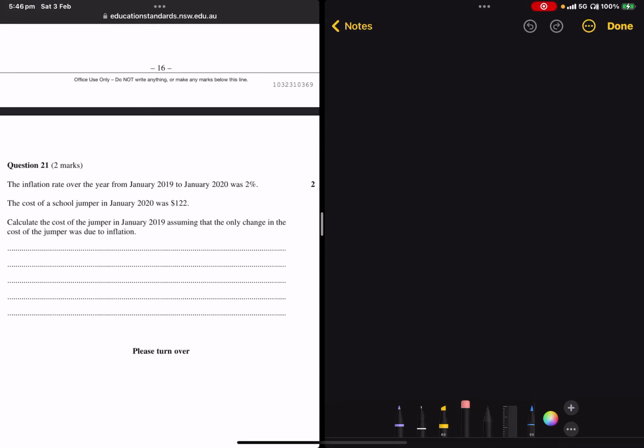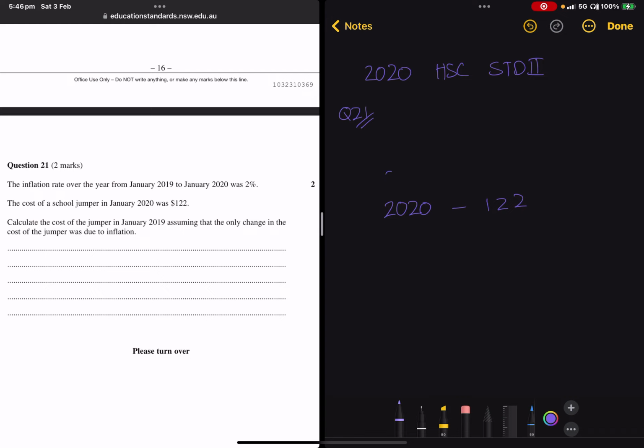Alright, so let's have a look at another question from the 2020 HSC Standard 2 paper. So this is question 21. We're told the inflation rate over the year from January 2019 to January 2020 was 2%. The cost of a school jumper in 2020 was $122. Calculate the cost of the jumper in 2019, assuming the only change in cost of the jumper was due to inflation.